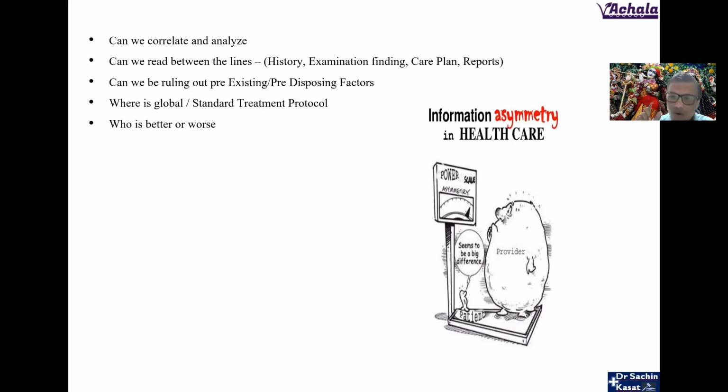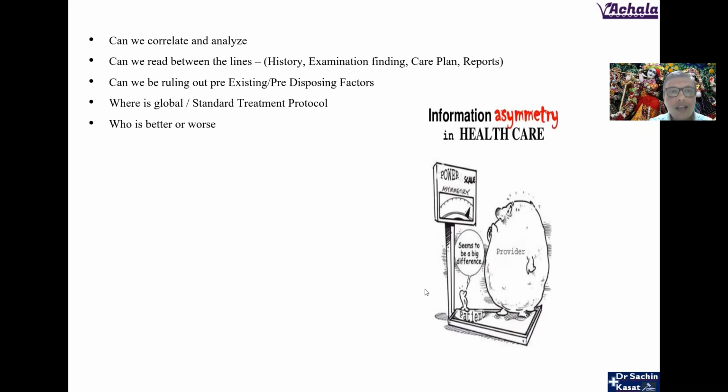Correlate, analyze, and read between the lines. How the history is written, how the examination findings are written, what the care plan is, and what the reports are suggesting. Because it creates a lot of difference on how it is handled.